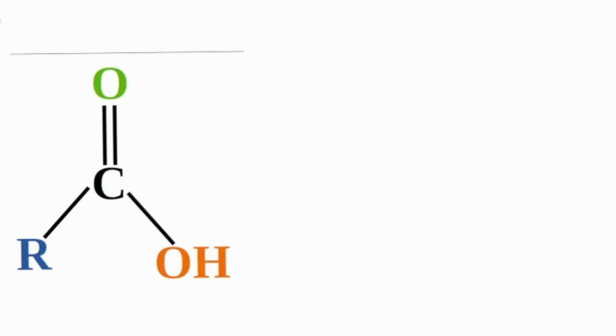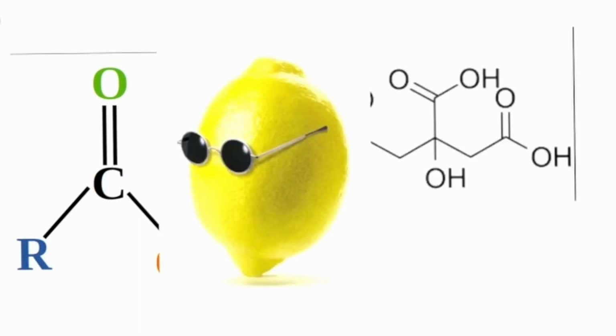Carboxylic acids are abundant in living organisms, and they're also abundant in citric acid, which is found in fruits that tend to taste sour, and malic acid, which is found in fruits such as apples and fruits that don't really taste that sour.